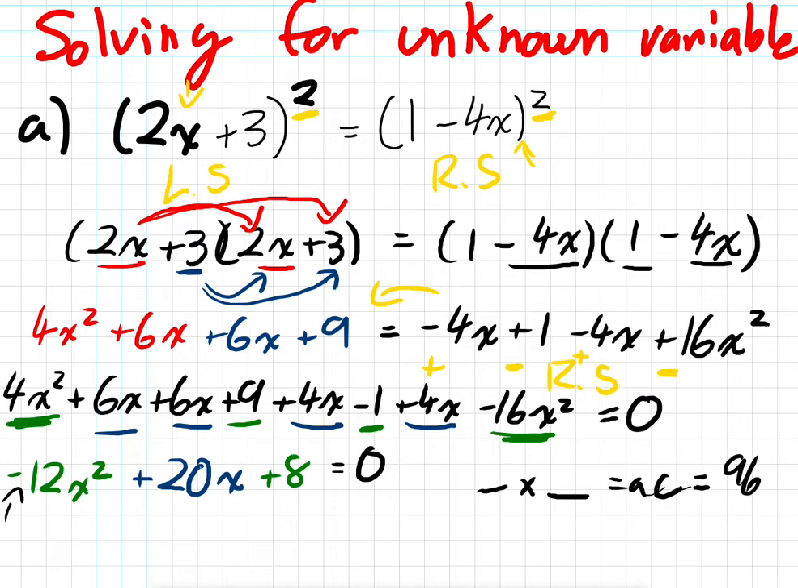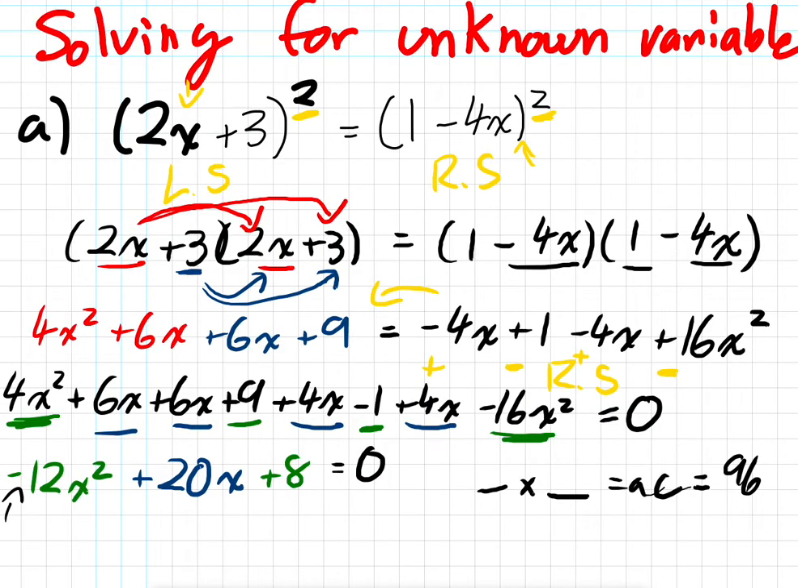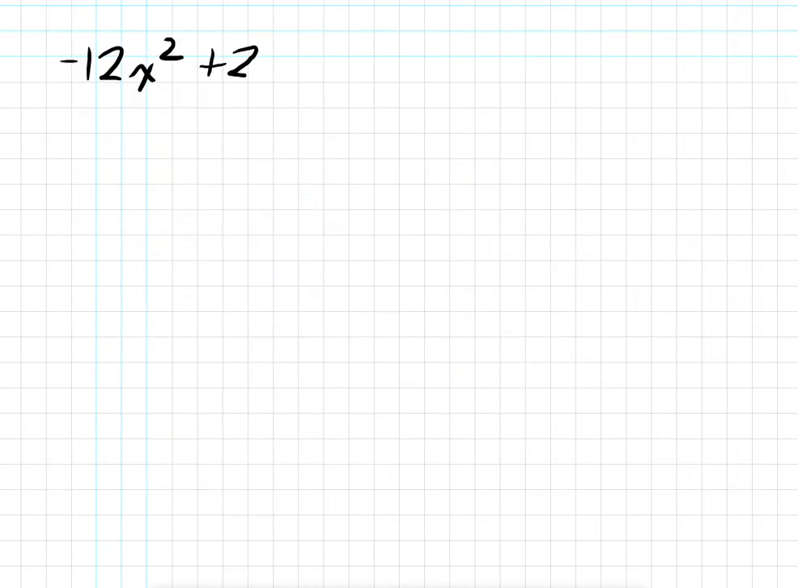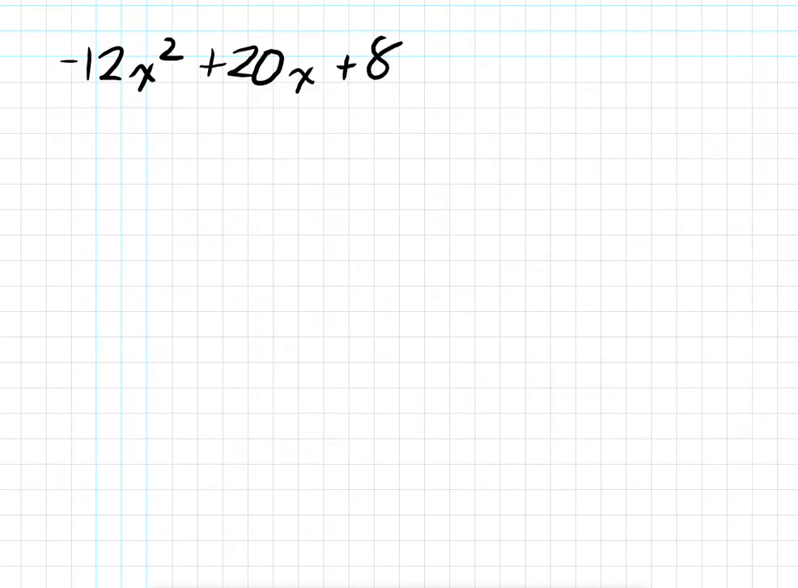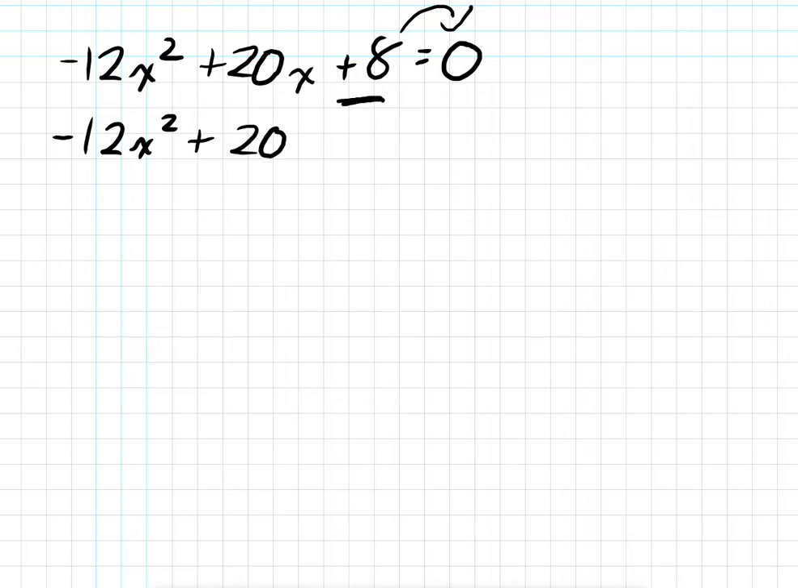So I'm going to add another page here, and we'll bring it over. It was negative 12x squared plus 20x plus 8. Okay, so this is that tricky part. What we're going to do here is we're going to actually move the constant back to the other side. And the constant is just the term that doesn't have a variable attached to it. We're going to move it to the other side, and we're going to find a new constant here. So when we do that, we'll get negative 12x squared plus 20x is equal to negative 8.